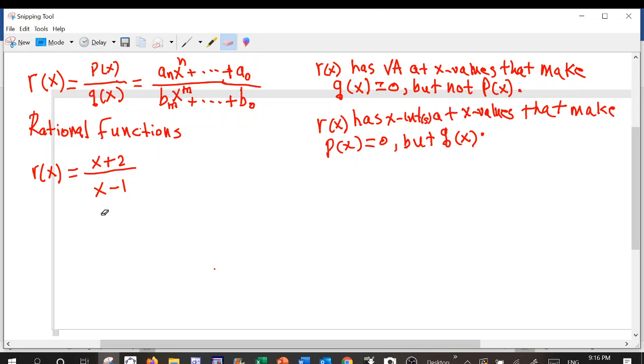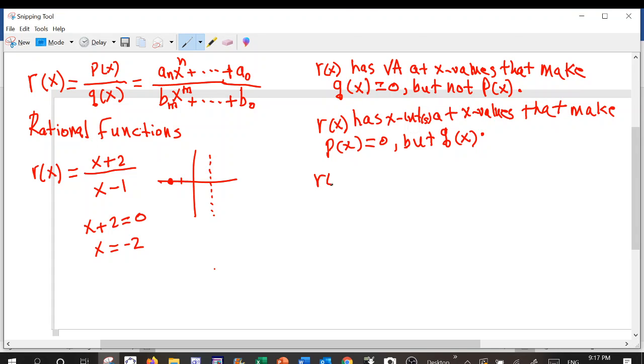So what does that mean? That means, for example, here, this has x-intercept at, how do we know? We set the numerator equal to 0, at x equal to -2, right? So you see, this function has one vertical asymptote at 1, and has an x-intercept at -2. So if we were to graph this, that's how we start, right? All right, what else do we know about rational functions?